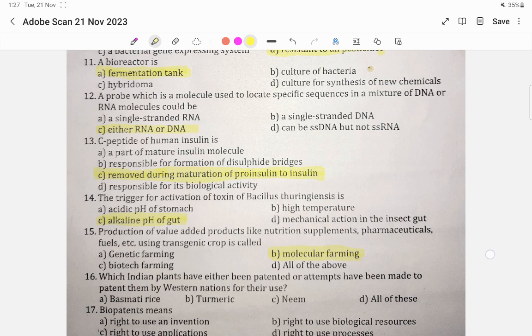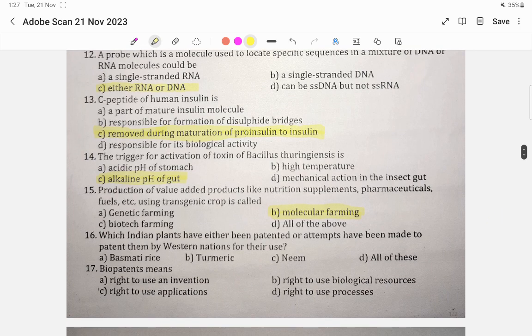Which Indian plants have been patented or attempts have been made to patent them by Western nations for their use? Basmati rice, turmeric, neem, all of this they have tried to patent, even though it's traditional knowledge and prevalent in India for a long time. So all of this is the answer.